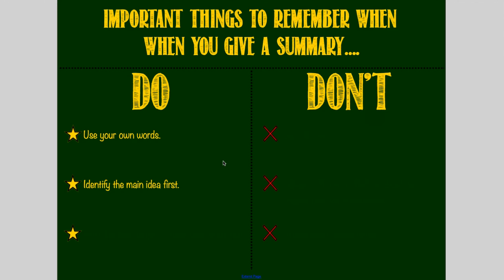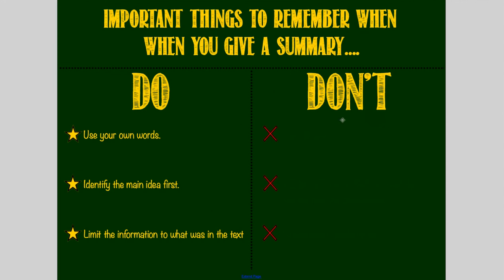Do identify the main idea first. Get right to the point. And limit the information to what was in the text. Even if you happen to know something extra, just keep it to what was already stated in the original. Don't start putting your own information in.